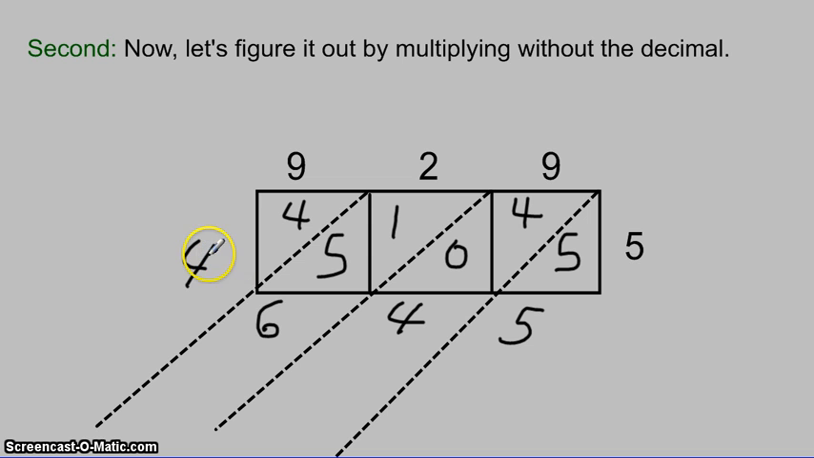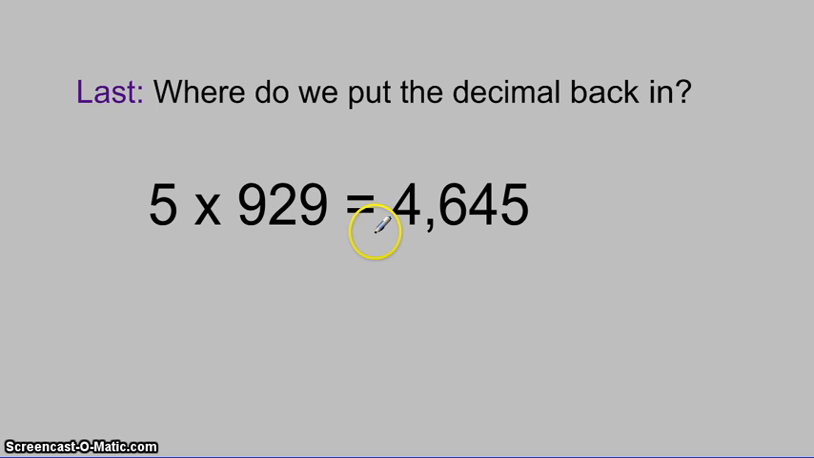So now I have an answer that looks like 4,645. Of course that's not right. 4,645 is not how much 5 calculators cost. Where should we put the decimal back in?